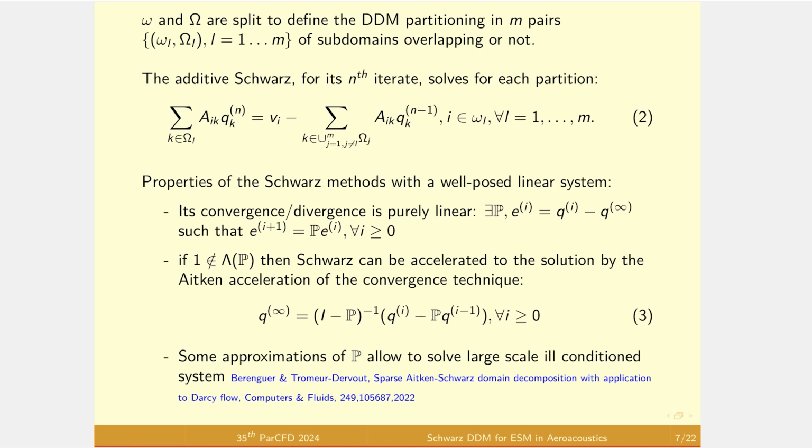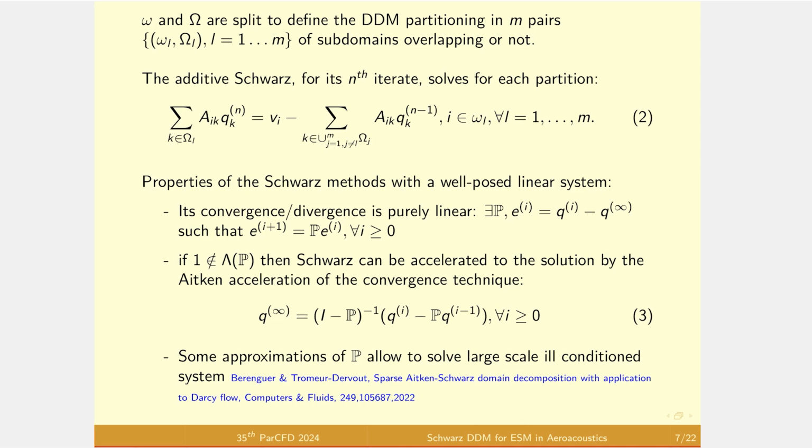The property of the Schwarz method, if you have a well-posed linear system, is that its convergence or divergence is purely linear. So we can have an error operator such that we can write the error between two successive iterates like this. And if one is not an eigenvalue of this operator, then we can accelerate convergence to the solution by eigen accelerations.